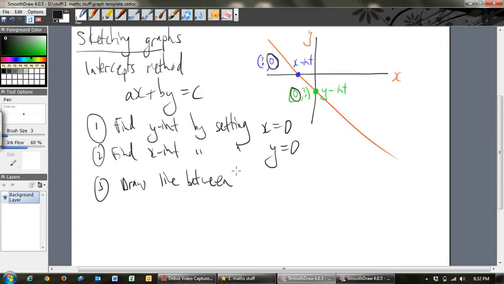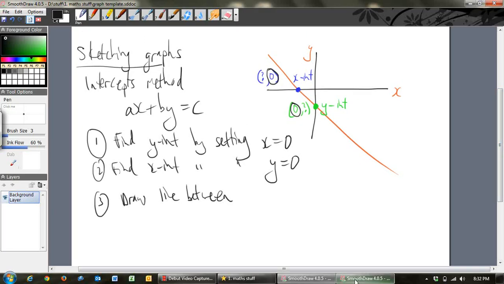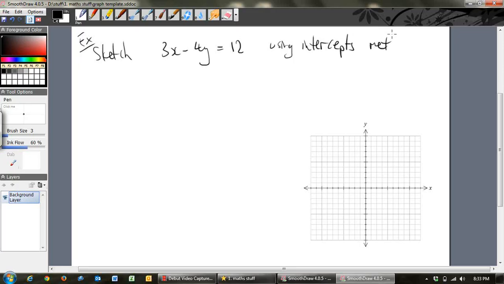It's quite a quick method if you're good with equations. This does assume something, so let's get on to an example. Sketch 3x minus 4y equals 12 using the intercepts method.